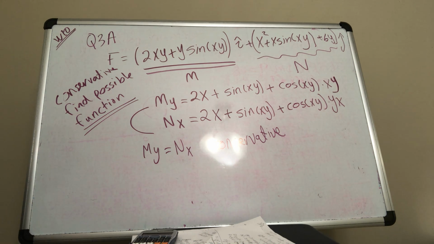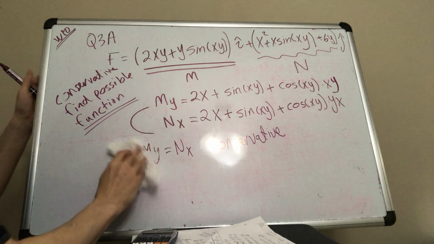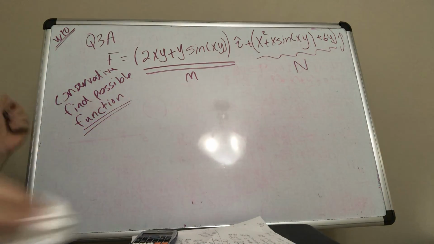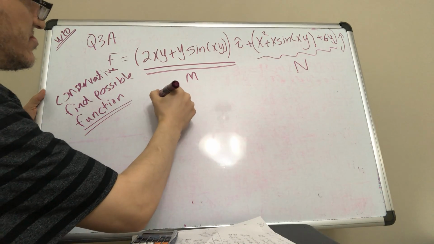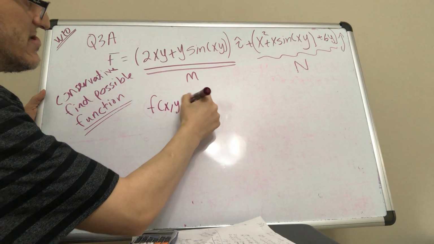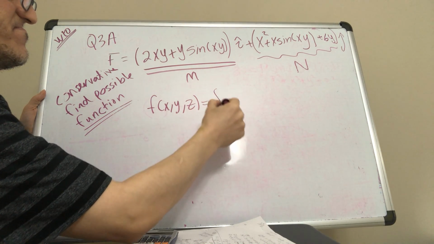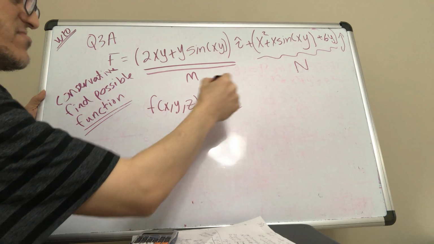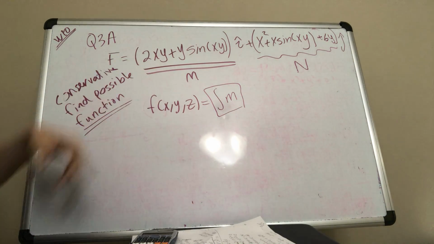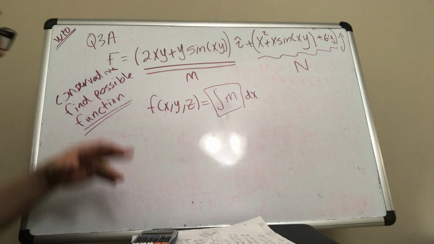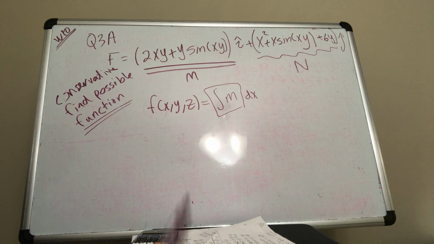Now, how would you find a possible function for this? Once you prove it's conservative, you need to find a possible function. So what you need to do is you say f of x, y, and z, and integrate m. Don't write this, but this is just to remind you. I'm going to integrate m with respect to x. So the opposite of what we did.